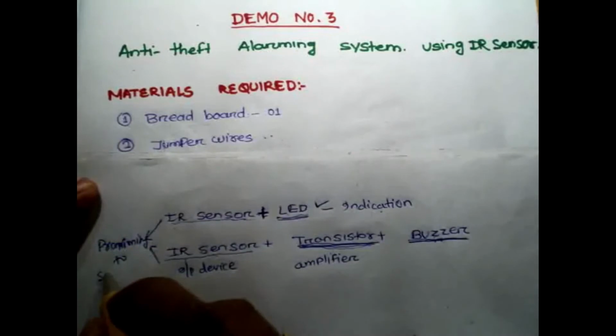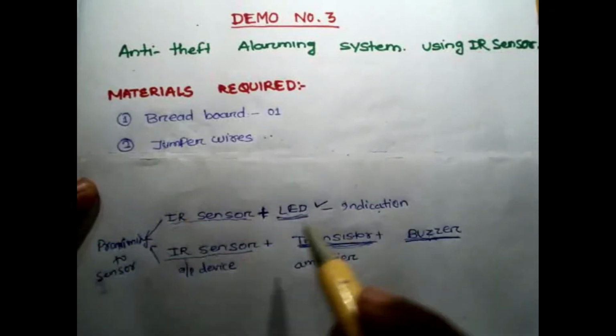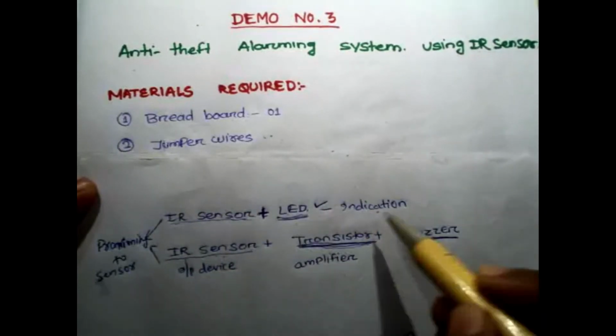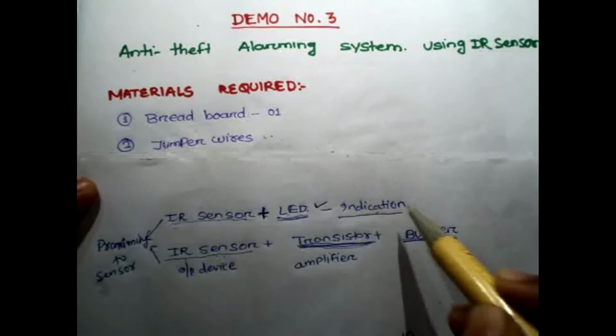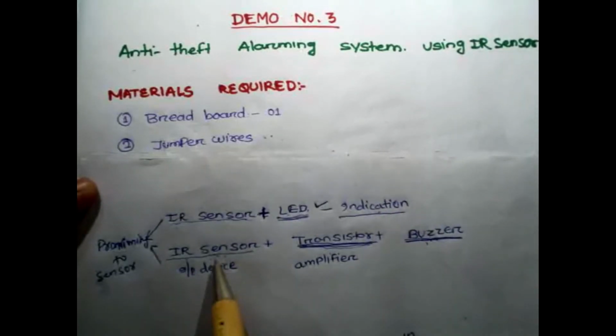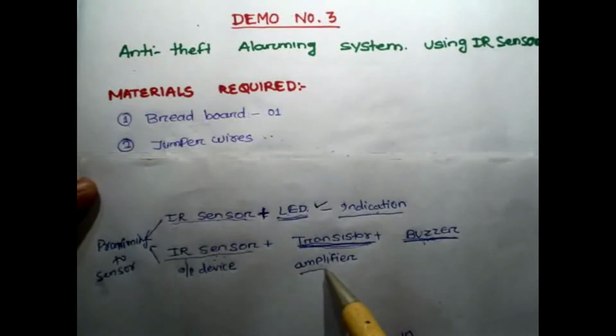This is the physical parameter detected by the sensor. This is the input device. But for demo 2, the LED was the output for the purpose of indication, whereas here I connected a buzzer to the output pin of the IR sensor through a transistor. Here the transistor will act as an amplifier.